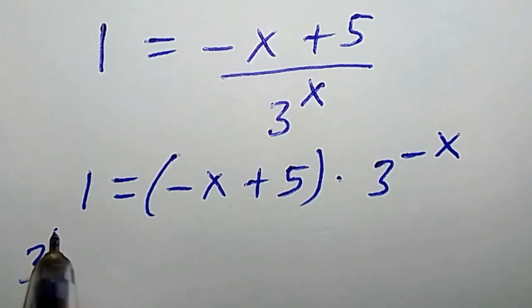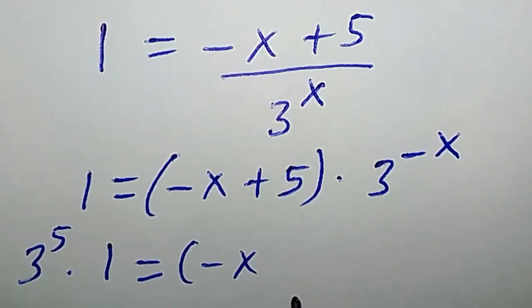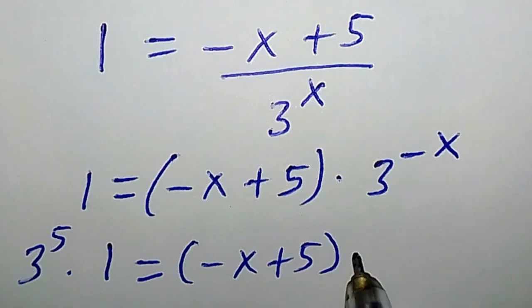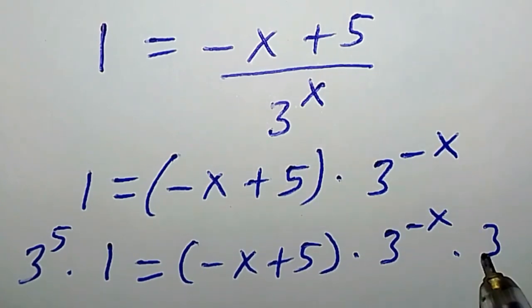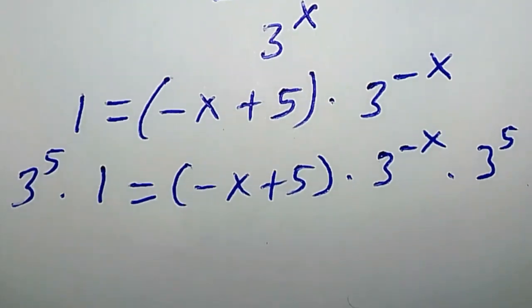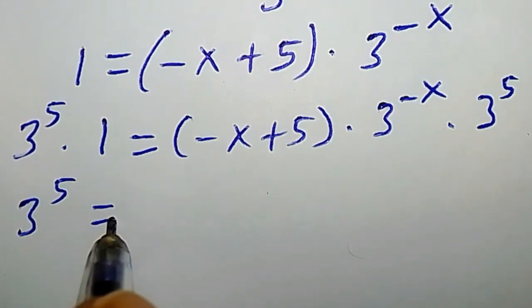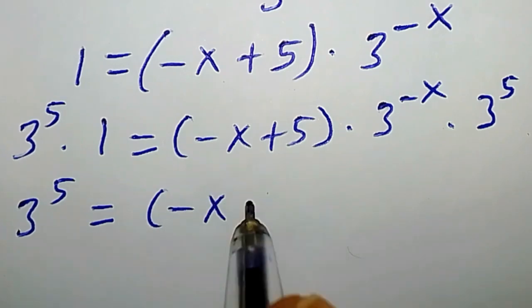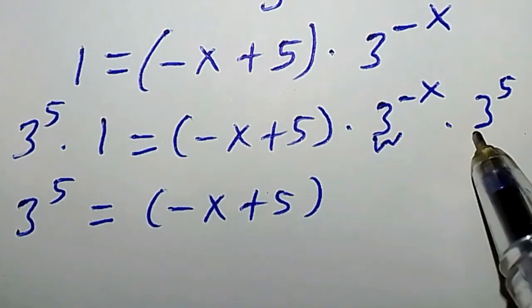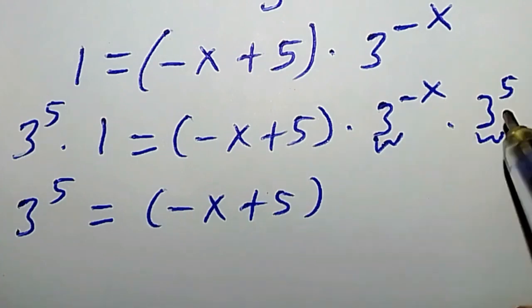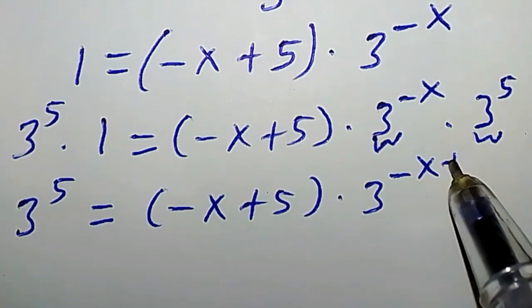So we have 3 to the power of 5 times 1 equal to minus x plus 5 times 3 to the power of negative x times 3 to the power of 5. Let's proceed further. 3 to the power of 5 times 1, that is 3 to the power of 5, equal to minus x plus 5. Since these two guys have the same base, we can just combine the power. So we have times 3 to the power of minus x plus 5.